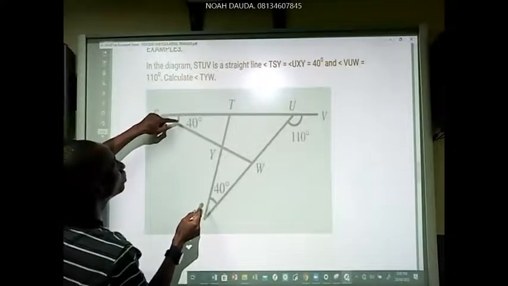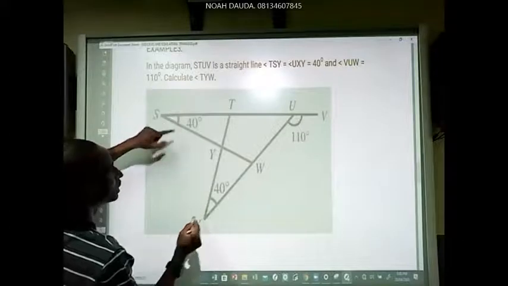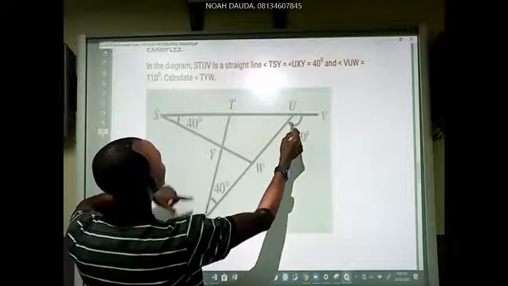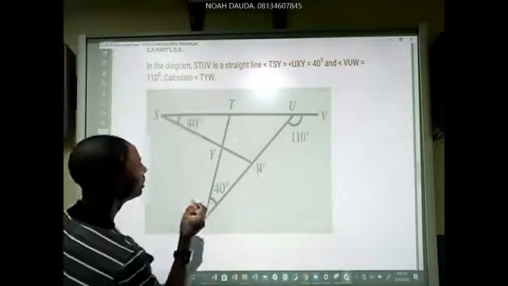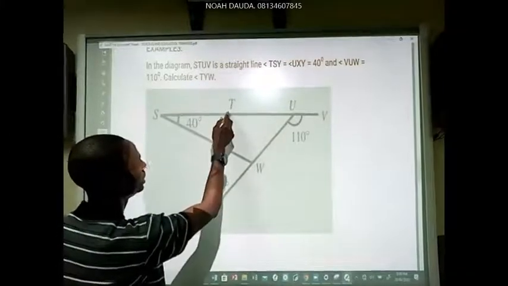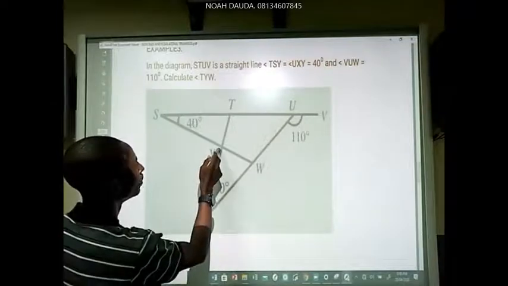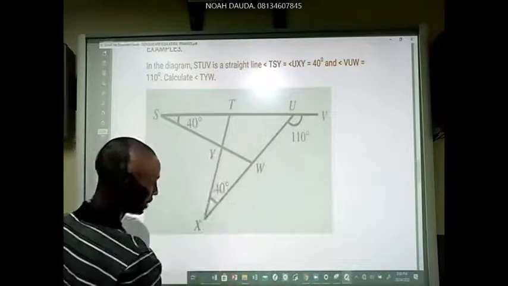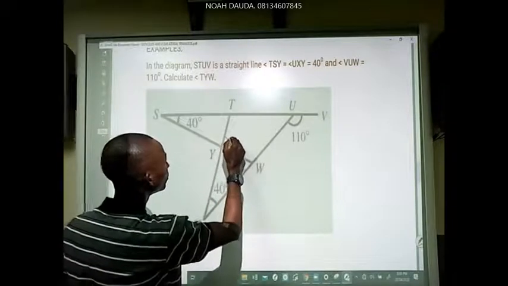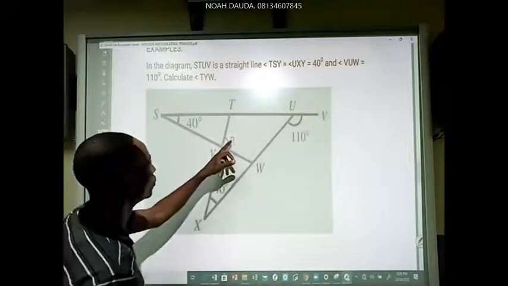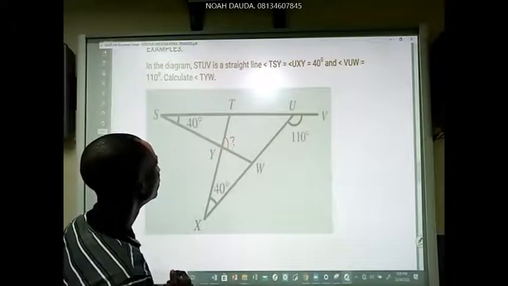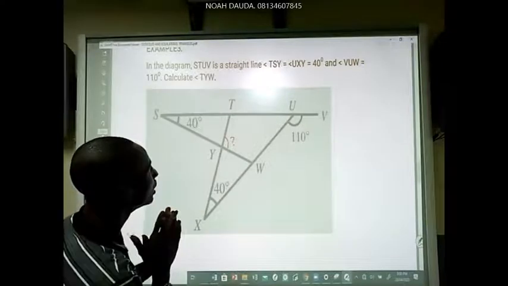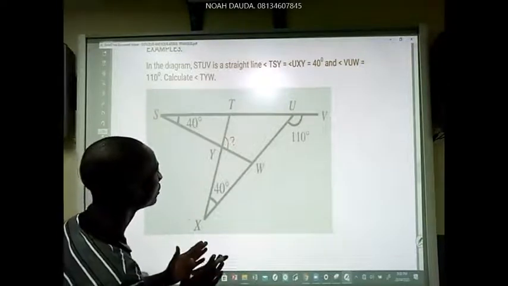Angle VUW equals 110 degrees. So the next question says determine angle TYW. This is your T, your Y, and the W. So if you are to determine angle TYW, let's call this the unknown angle. To determine this unknown angle, you need to be extremely careful, like I used to say.